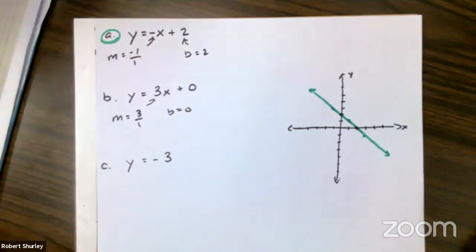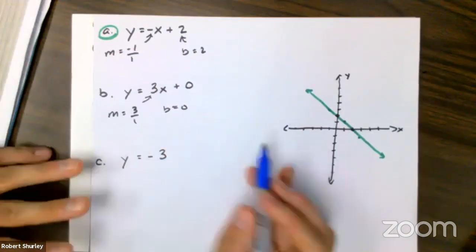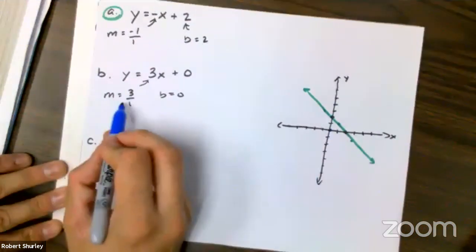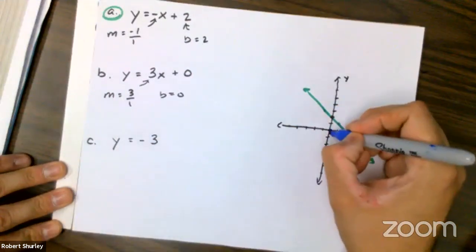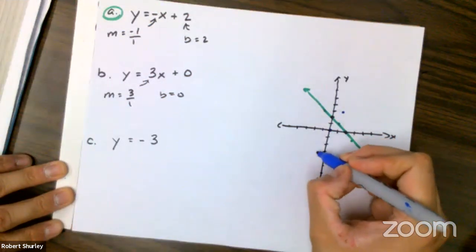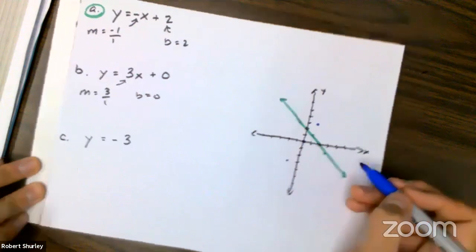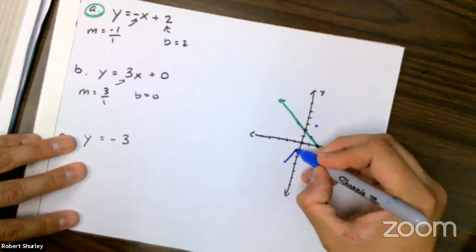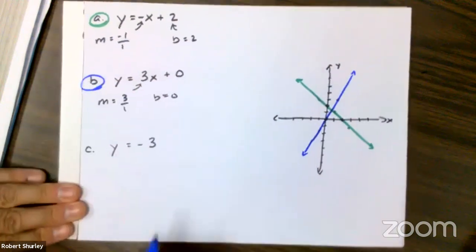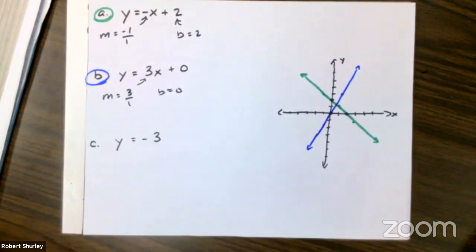We're going to cross the y-axis at 0. So we're going to cross right here, and we're going to go slope 3 over 1. So up 3, then over 1. Now, vice versa, I can go down 3 and to the left 1. Okay? I'm going to try to make this nice straight line right there. Boom. Okay? There we go.